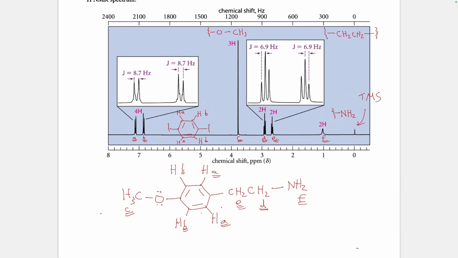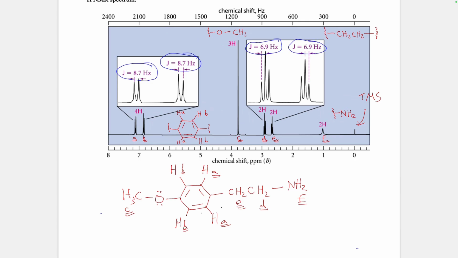One other thing that you might notice about this that's kind of curious is it's giving us some information up here. It's giving us some J values. It's saying J is equal to 8.7, 8.7. J here, 6.9, J 6.9. J value is something we haven't talked about.